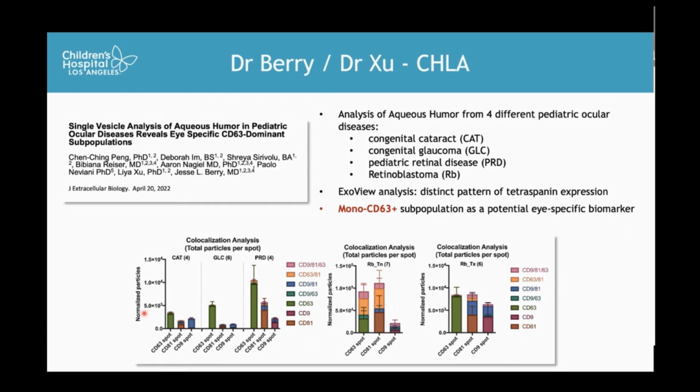Here they ran these different types of samples, and they found that in non-malignant diseases, there is a distinct pattern of tetraspanin expression. Particularly, they found that there's a mono CD63 population, shown here in green, that seems to be a potential eye-specific biomarker. They then looked at retinoblastoma, a malignant type of disease, and they found that the pattern of expression was completely altered, suggesting that perhaps these EVs are made by the tumor.